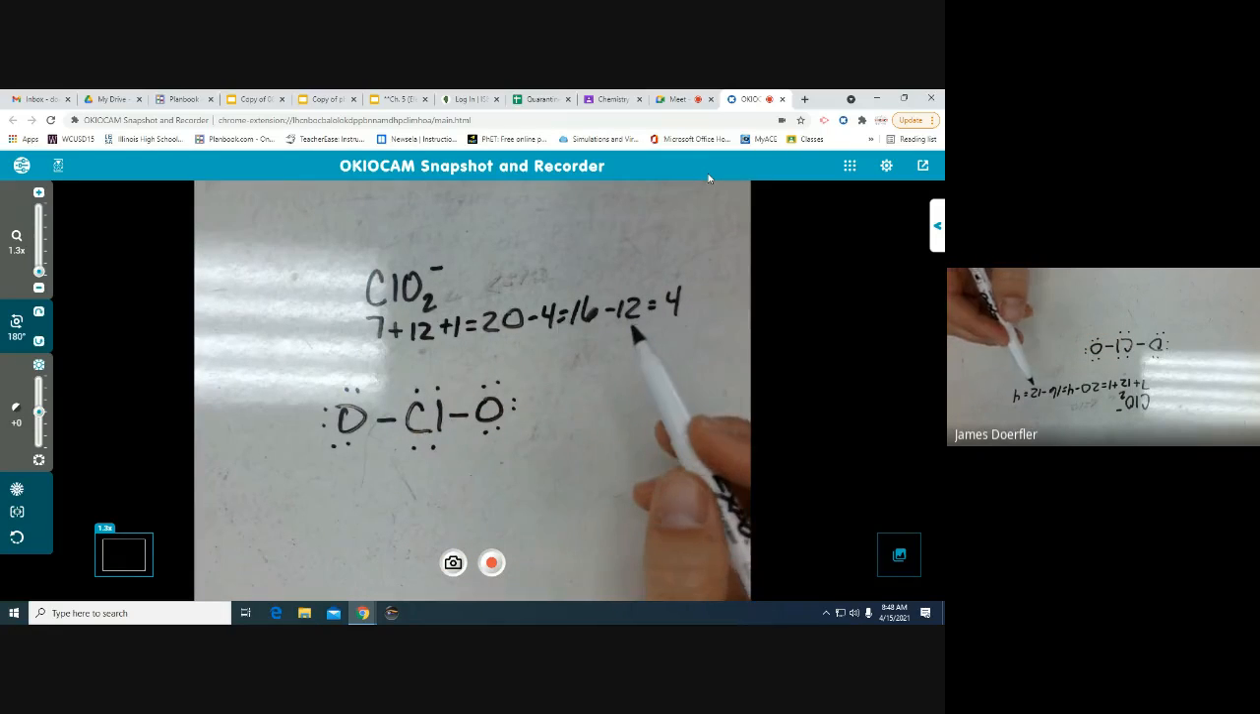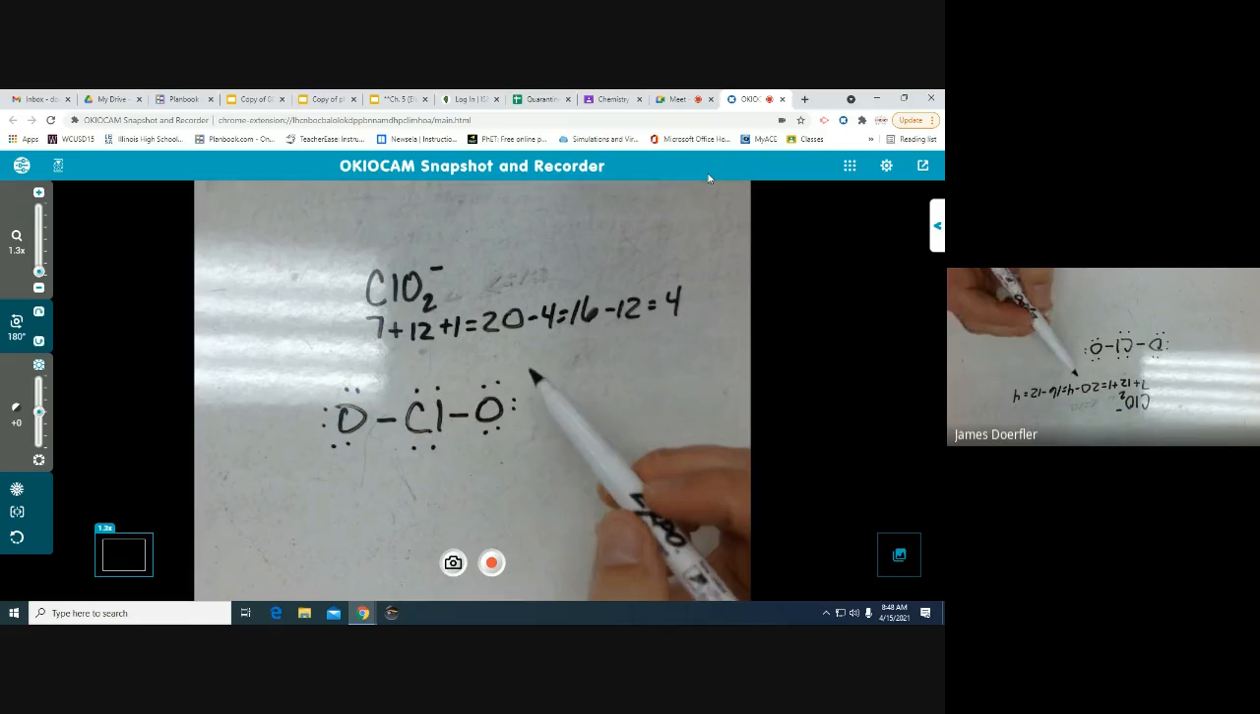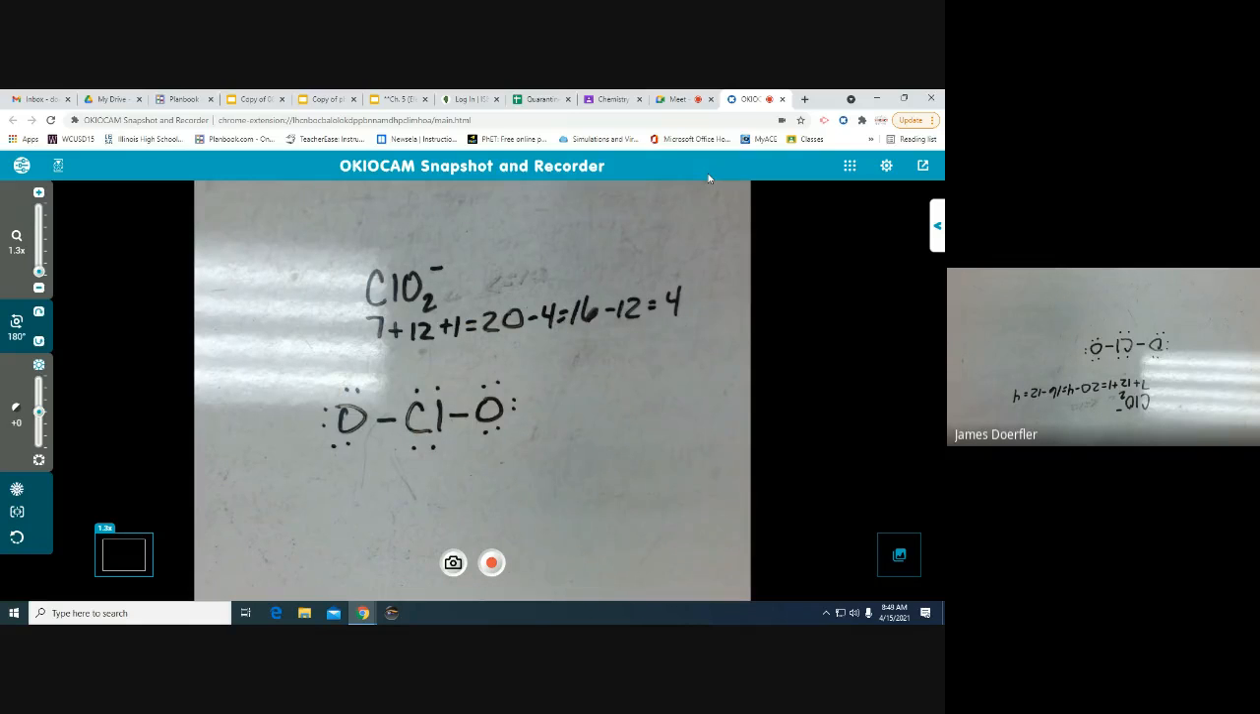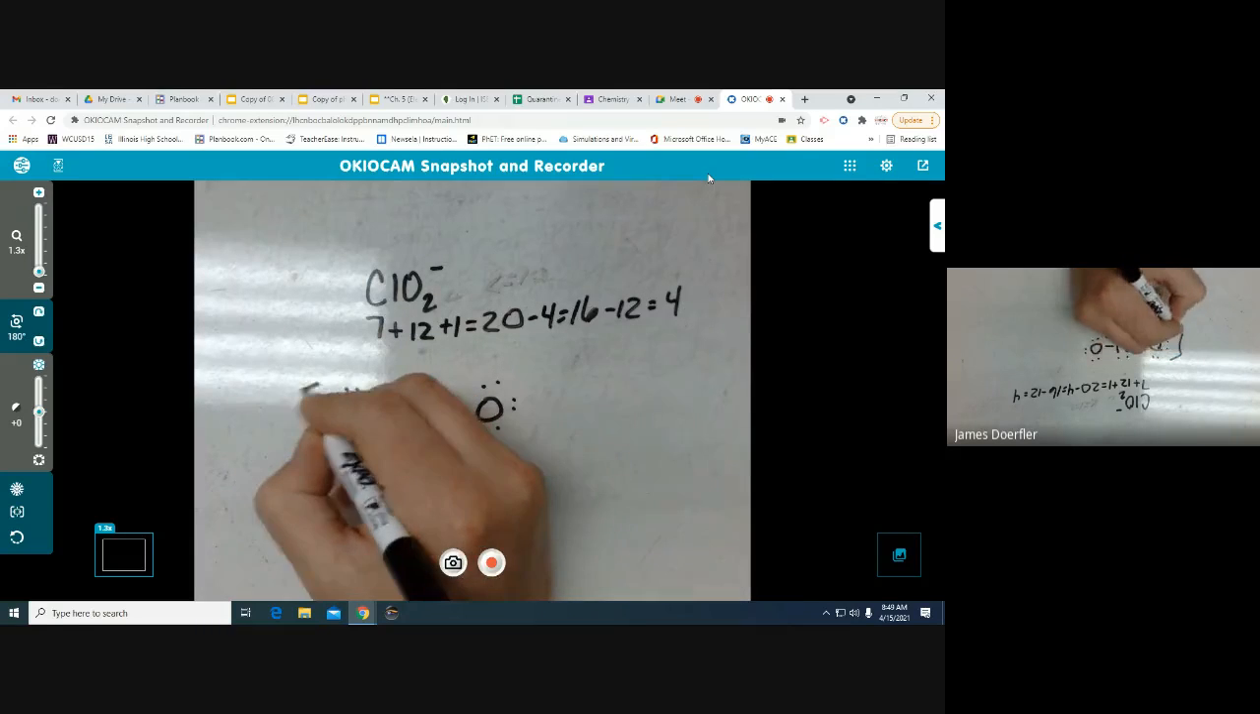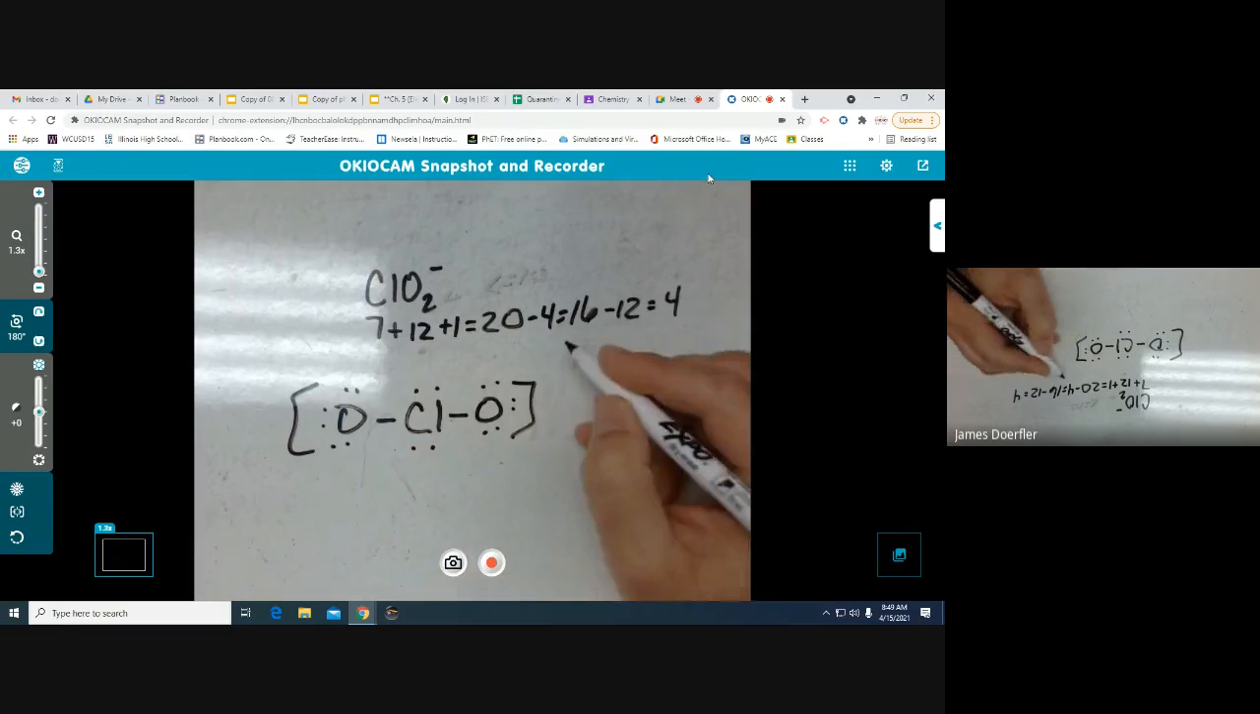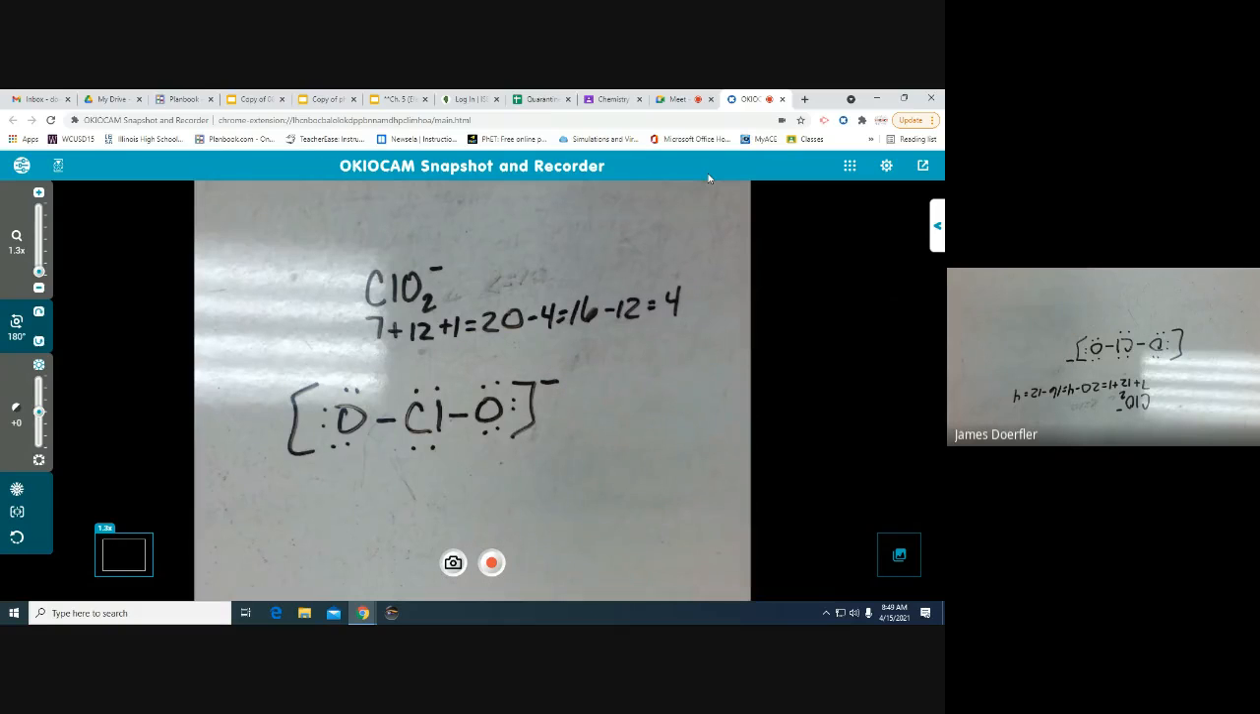Now, take a step back. Does every element, especially the center, have an octet? Yes, it does. Am I finished with this one? What do I have to do? Put it in brackets and include the charge. Okay?